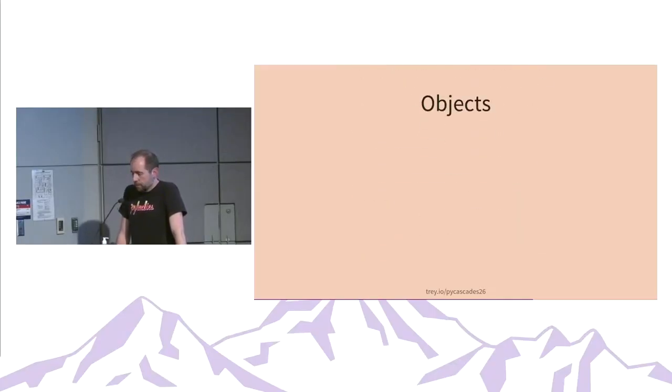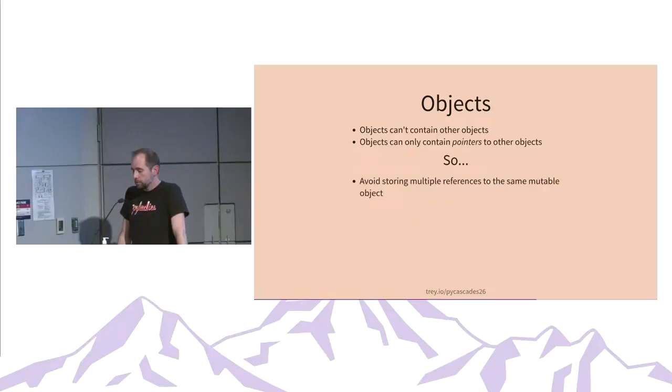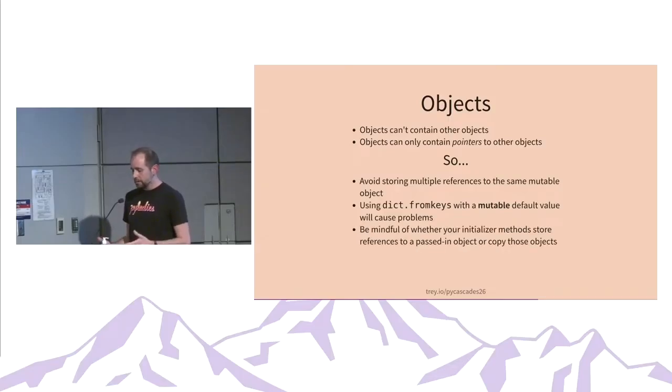And objects can't contain other objects in Python. They can only contain pointers to other objects, which means if you store multiple references to the same mutable object, you might get yourself into trouble. So be careful when using utilities like dict.fromkeys that store references to a given object instead of copying that object. And when you're writing class initializer methods, be mindful of whether you're storing a reference to a passed-in object or making a copy of it. There's a time for each of those, and you want to make sure you're using the right one. Is it a reference or a copy? It's up to you.